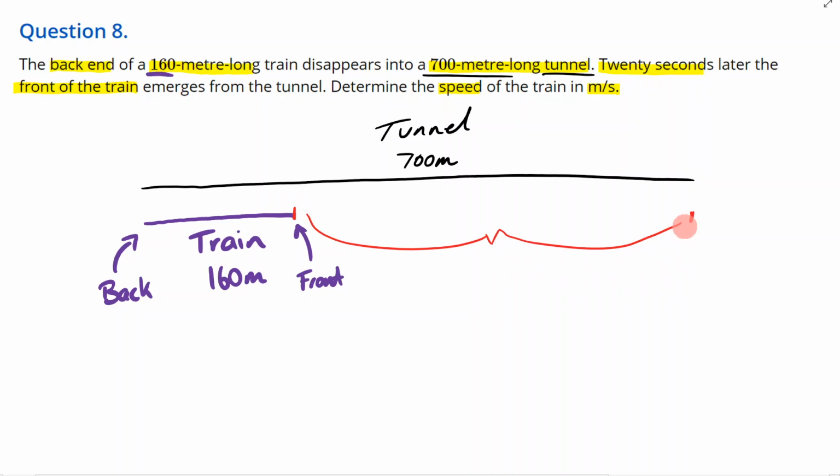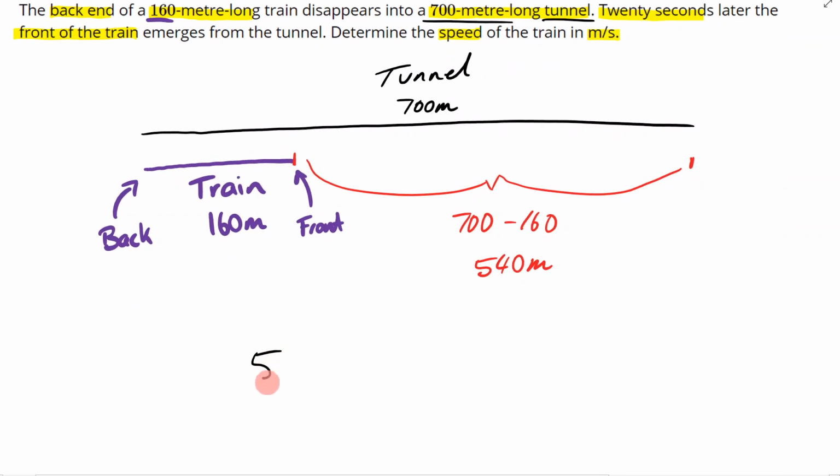How am I going to figure that out? Well, if the entire distance of the tunnel is 700 and this is 160, I just have to subtract it. And 700 minus 160 is 450 meters. So I know it traveled 450 meters in 20 seconds, because 20 seconds later, the front of the train emerges from the tunnel. So let me now just write that as a sentence. In 450 meters per 20 seconds.